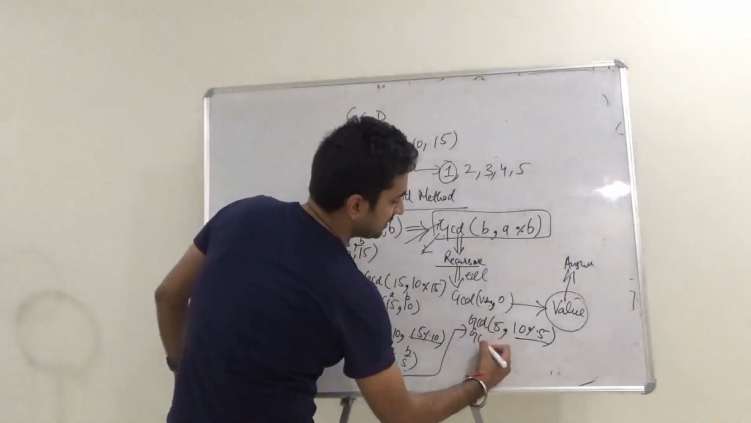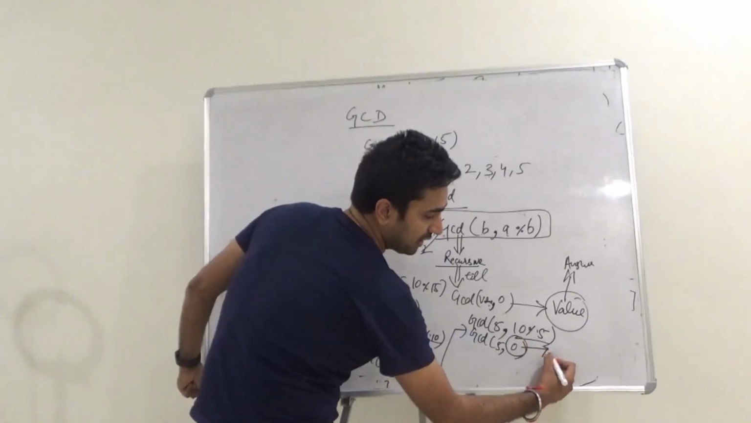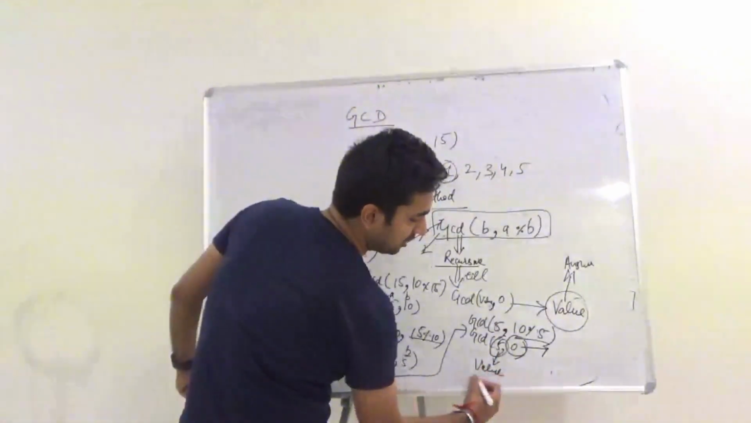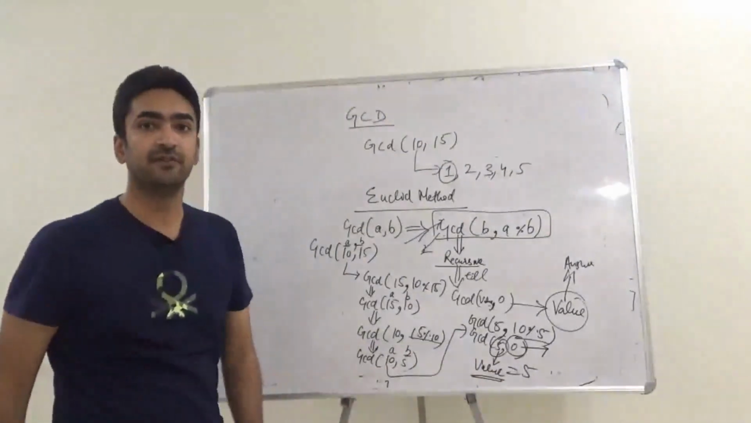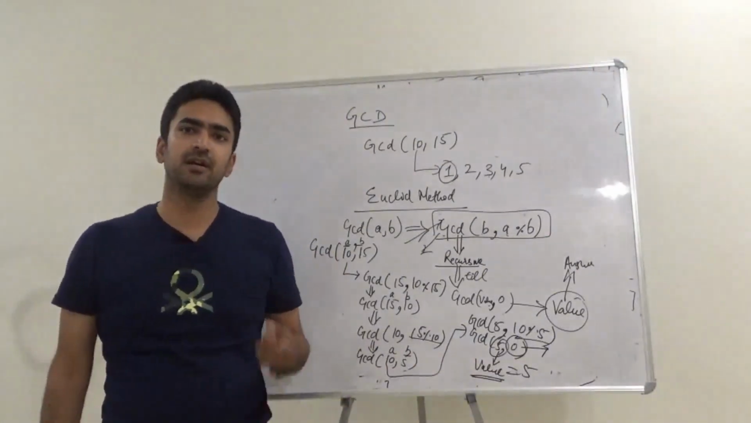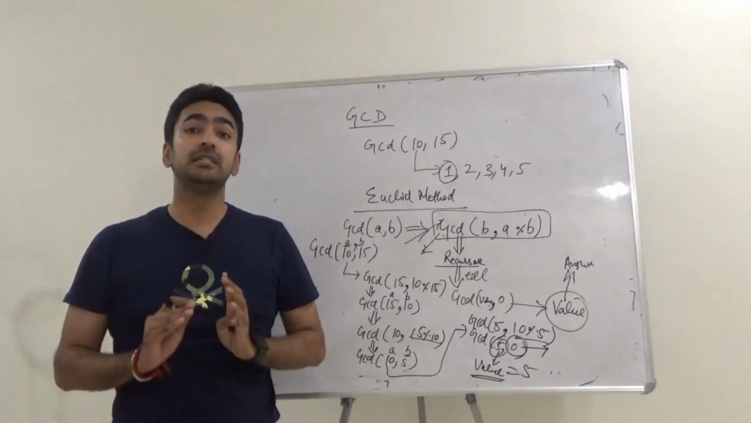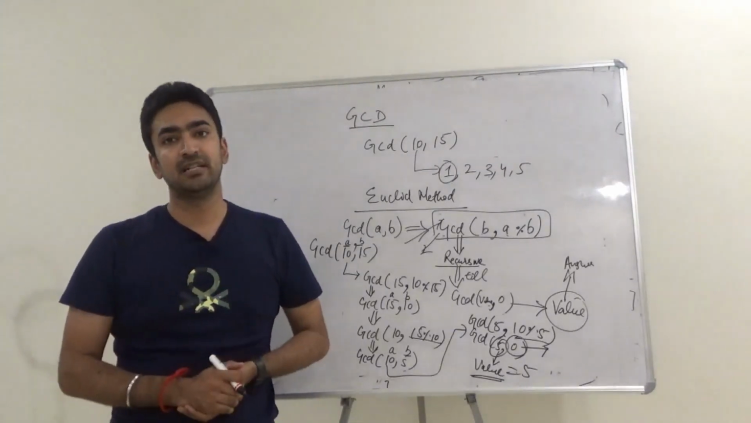So we got GCD of any value comma 0. We got 0 over here, and the value we have is 5, so the answer is that value. The value we have got is 5, and the answer to this is also 5. This is a very simple trick where we call the function again and again till we get any value comma 0. That gives your answer.